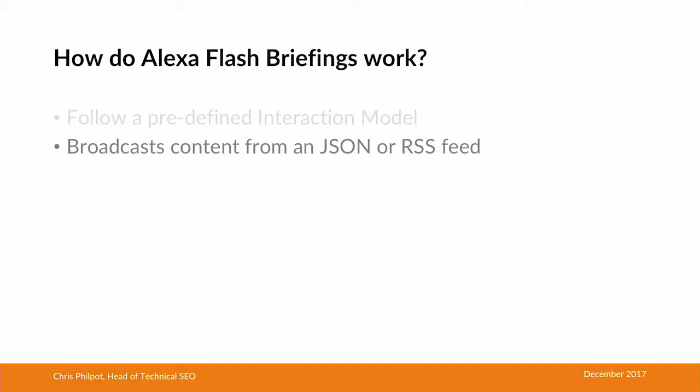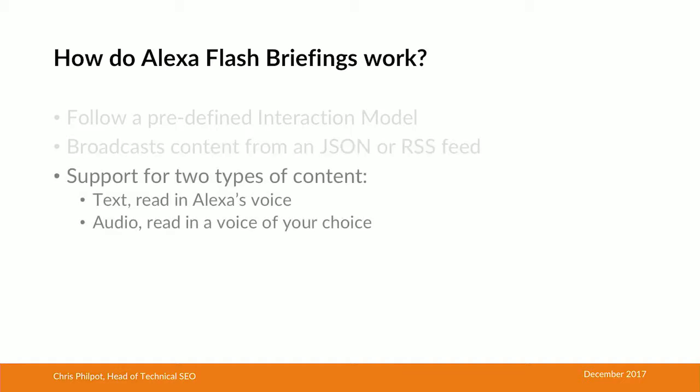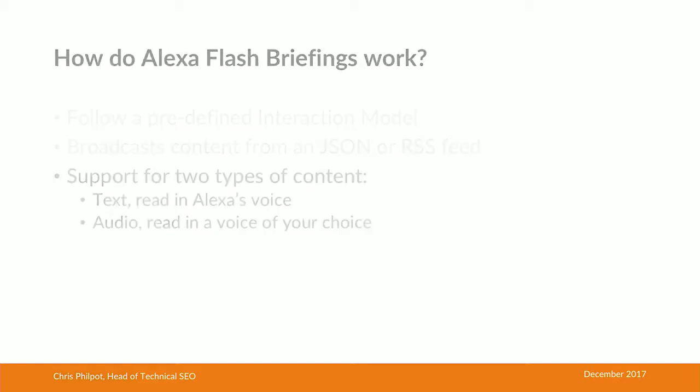They're also quite easy to build because all they do is pull in content from a feed. So it could be a JSON feed, which is Amazon's preference, or you can use an RSS feed. And there are 2 types of content you can put into your feed. One is text content, which we read in Alexa's voice, and one is audio, which we read in a voice of your choice. That rhymes.